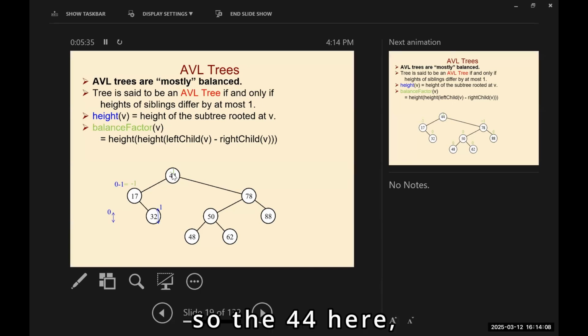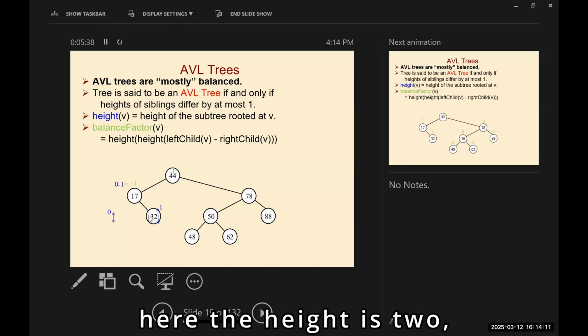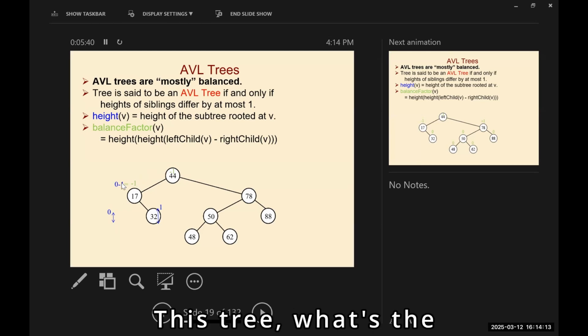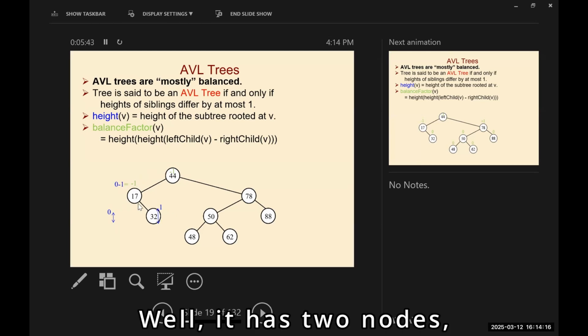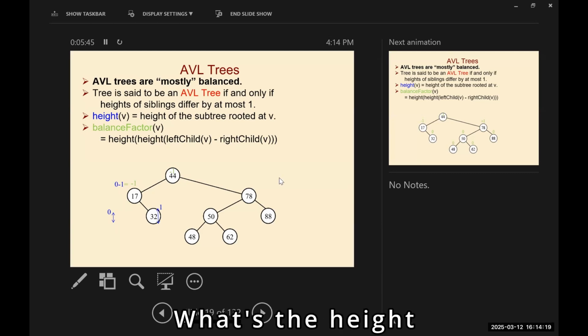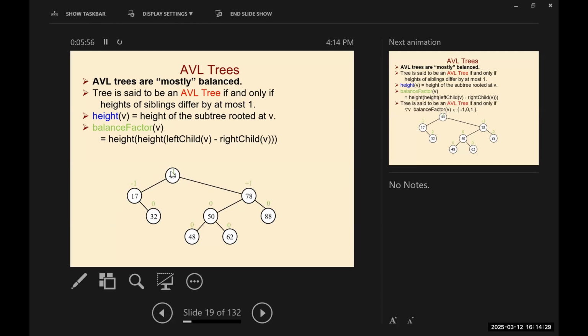Yeah, so the 44 here, the height is 2, right? This tree, what's the height of this tree? Well, it has 2 nodes, so we'll call it 2. What's the height of this tree? 1, 2, 3, right? And then 2 minus 3 is minus 1. Well, if it was like 17, there would be a 1 or a minus 1.